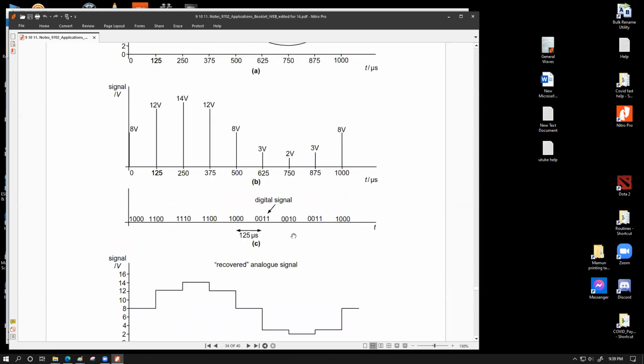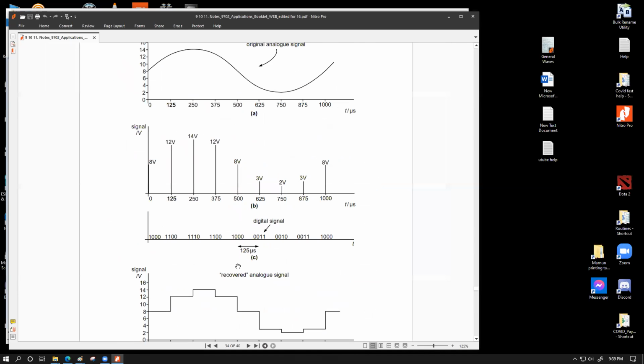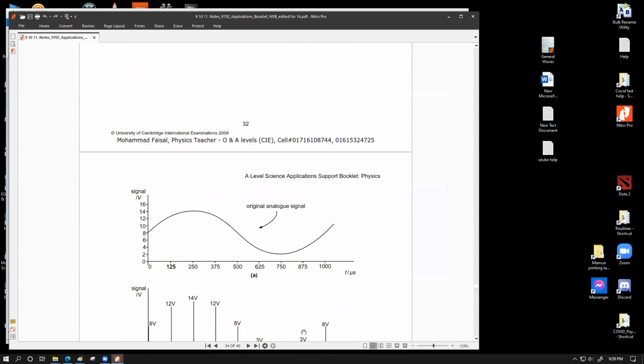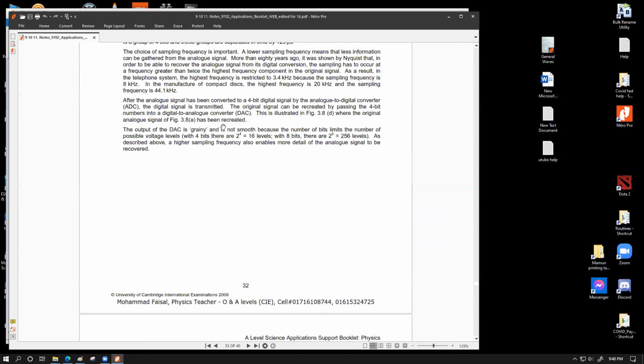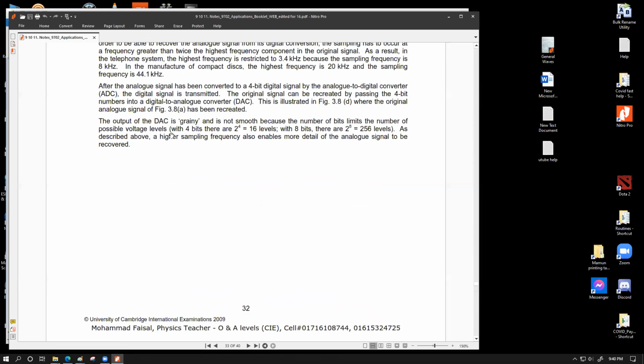There are ways we can make this signal look more like the original. This step size, this zigzag rectangular block-type shape of the graph, has a specific word. It's called grainy, not granny, grainy. The output of the DAC, digital to analog conversion, is grainy and is not smooth.